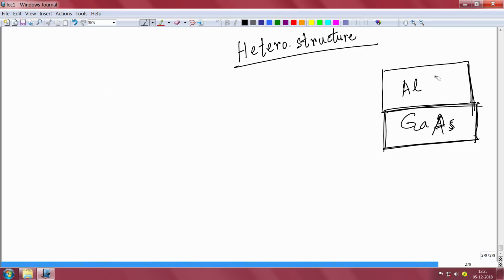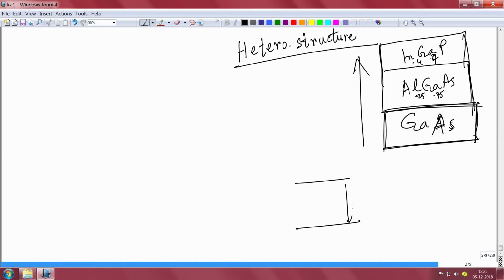You can make these, but it is not always random. You can make aluminum gallium arsenide, and maybe this is 25%, this is 75%, whatever, anything. So you made aluminum gallium arsenide. Maybe on top of that, you want to make indium gallium phosphide, maybe indium 40%, gallium 60%, and so on. You can make these structures. So if I look at the band diagram along this direction, you have gallium arsenide, which has a band gap of 1.4 eV.